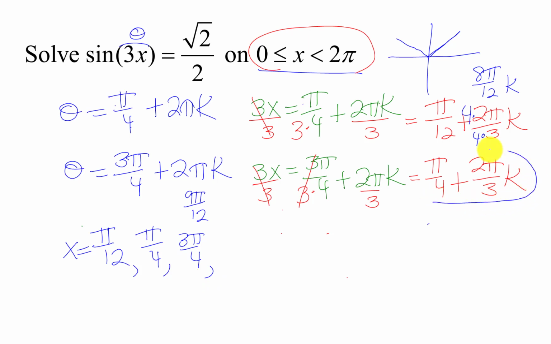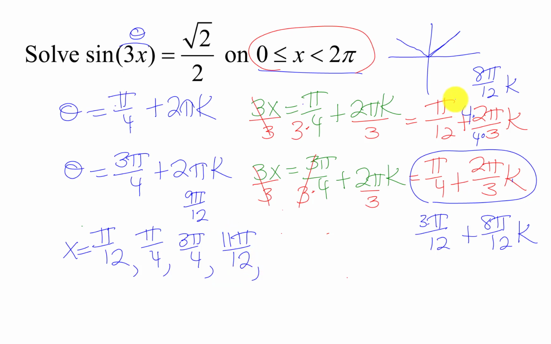Now coming down and looking at this one, letting k be 1, we're going to make this back into twelfths so we have a common denominator. And when we add here, we're going to be adding 8 pi twelfths k. So 8 and 3 is 11, so 11 pi twelfths would be our fourth solution. Going back to this first one then and letting k be 2, we're going to add 8 pi twelfths 2 times, so 16, and one more pi is 17 pi twelfths.